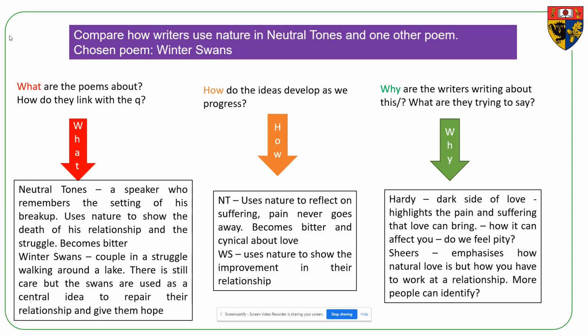So these are our ideas for our argument. You need to make sure that you get the majority of these ideas clearly in your argument. So what is happening? How does it progress? And why is the writer doing that?